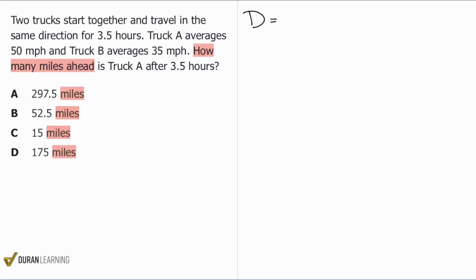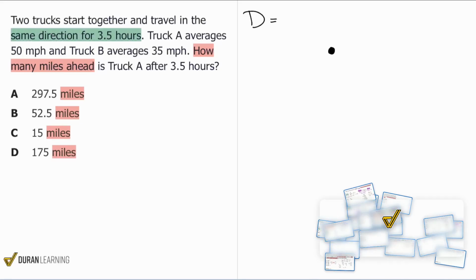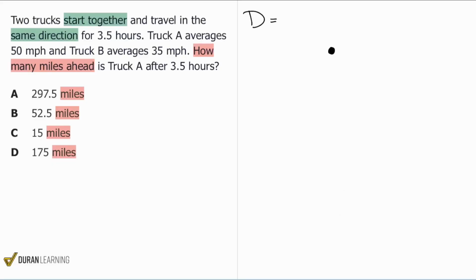Now we're going to understand what pieces of information we have available. Watch this. It says two trucks start together. So let me just go ahead and draw a little diagram. So they start together right there. And they travel in the same direction for 3.5 hours. So let me not even highlight the 3.5 hours. It's the same direction. They start together and they go in the same direction. So let me show you what that looks like.